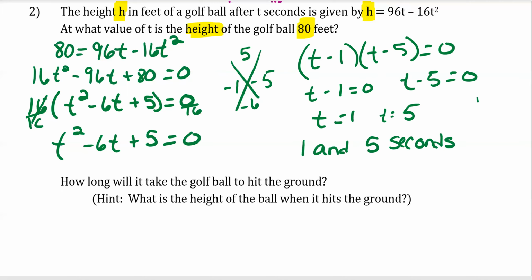And again, if we were just to sketch a picture as to what's going on, the golf ball starts on the ground, it goes up and comes down, and the height of the golf ball at 80 feet, we'll just say this is 80, is going to happen at 1 second, and then on the way back down at 5 seconds.